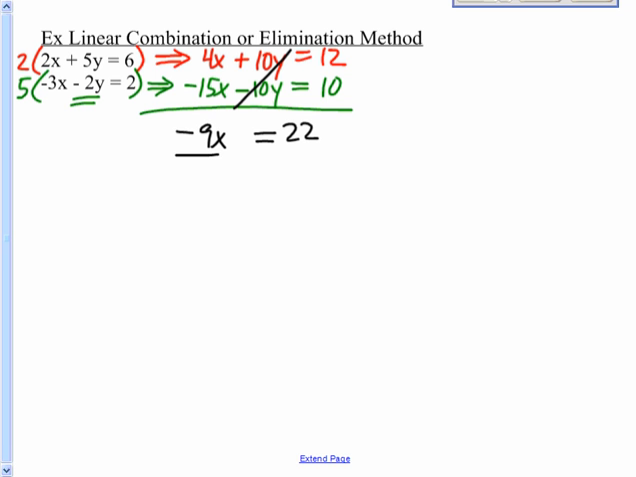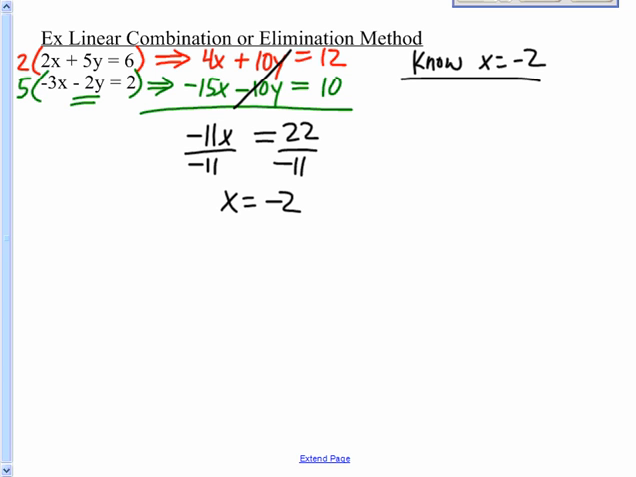Divide by, oh my gosh, you know what? Just kidding about that. 4x minus 15x, sorry about that. Negative 11x. Now I divide by negative 11. So I got the negative 2 there. Okay. Step 3. Now I know that x is negative 2.